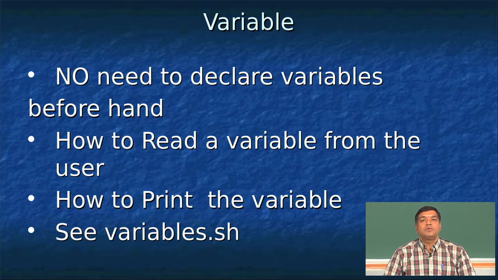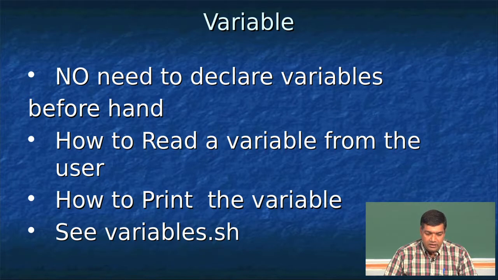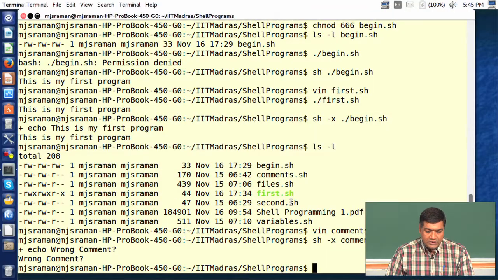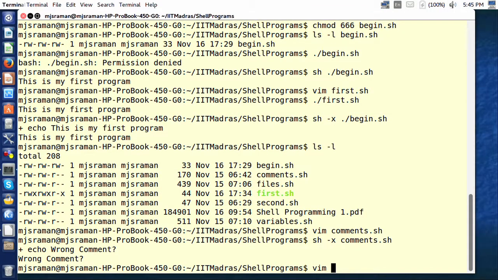So now we will see how we can declare variables, not in the real sense of data types, how to assign values to variables, how to read a variable from a user and how to print the variable. Until now we have been printing only strings, so life had been slightly easier. Let us try to make our life slightly more difficult. For this, let us look into the program called variable.sh and try to understand how variables can be handled.